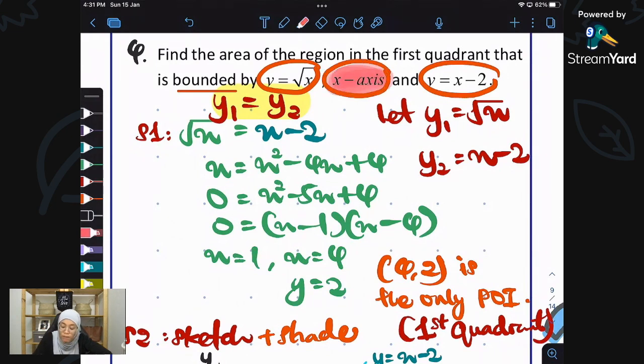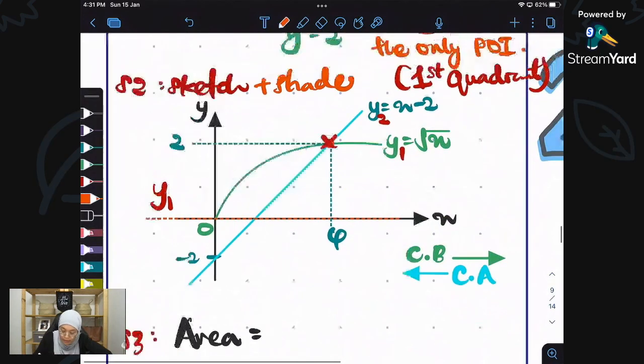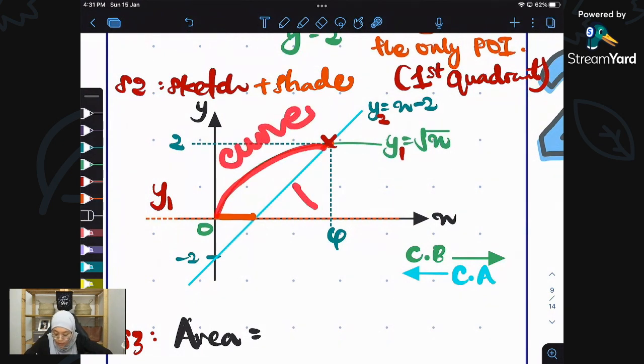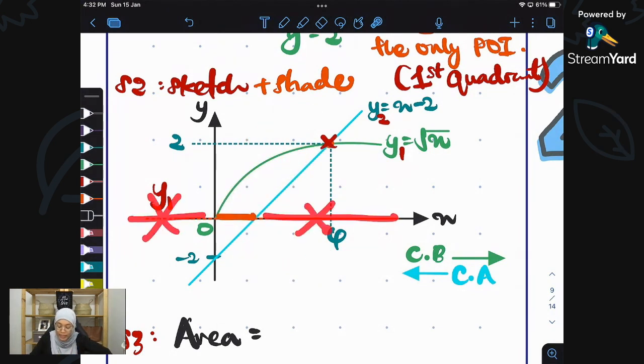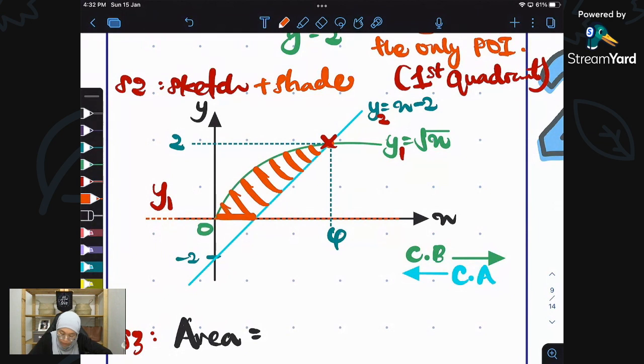Yang ini yang kita selalu terlepas pandang. X-axis itu di mana? X-axis itu sebenarnya berada di sini. So the area is actually between the curve, between the line and also between the x-axis yang kecil ini. Okay, kita kena make sure semua ni tertutup. Bila the area of the region tertutup dengan cantiknya, barulah kita boleh shade the region. Okay, this is the only region that we want. The rest of it, nothing. The rest has no meaning. And so I am ready to shade the region that we want to find.